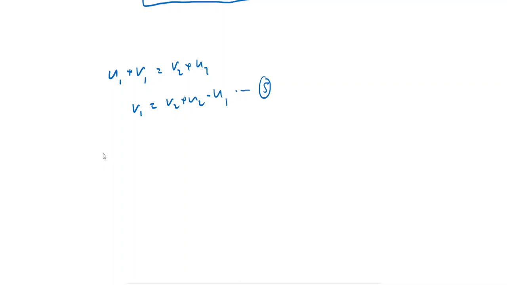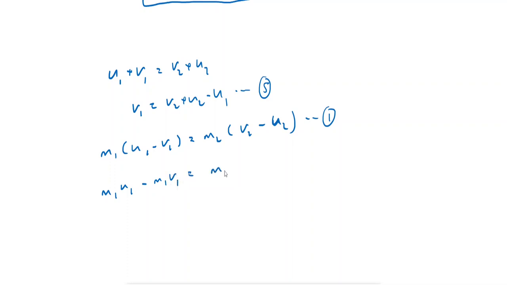And then remember, the first equation says M1 (U1 minus V1) is equal to M2 (V2 minus U2). That was equation number one. So you're going to take equation 5 and substitute it here. When you do that, you end up with M1 U1 minus M1, and then where I see V1, I'll put all of that. Sorry, I made a mistake. Let me just write it: M1 U1 minus M1 times V1, and on the right M2 V2 minus M2 U2.